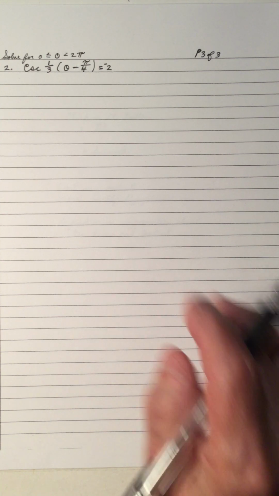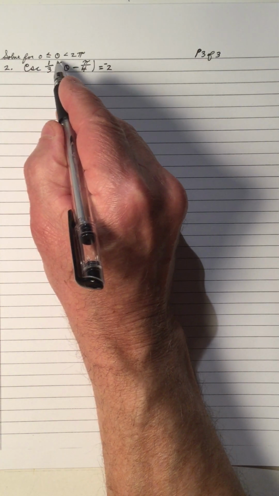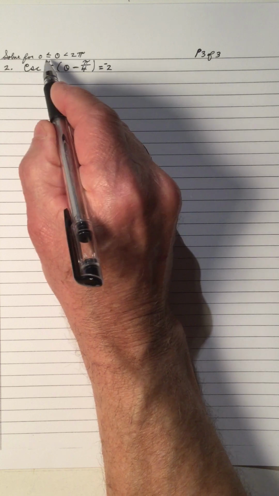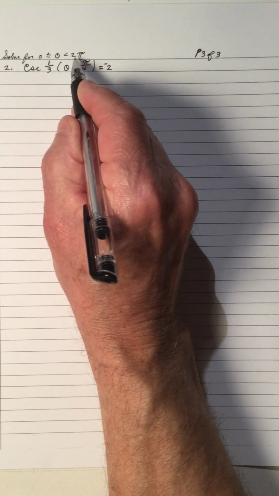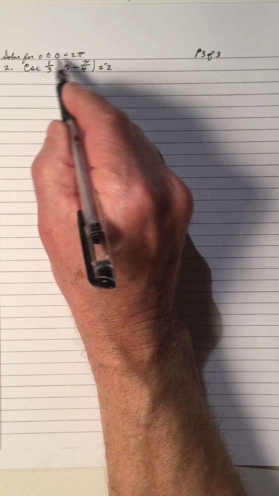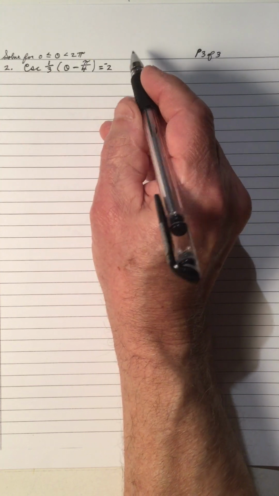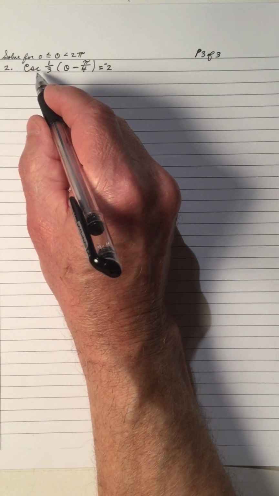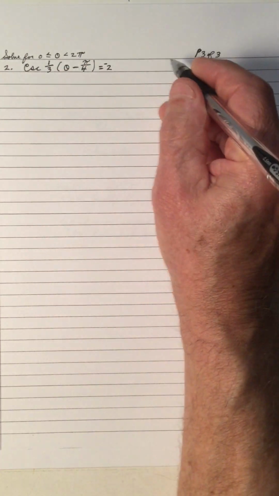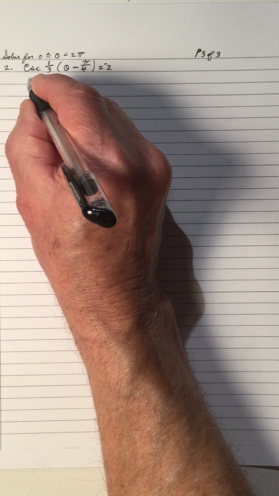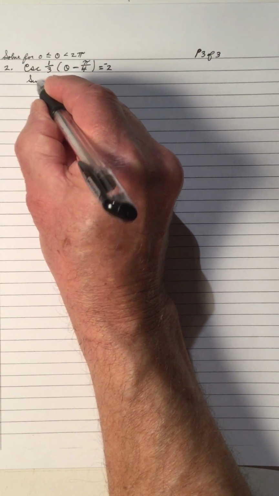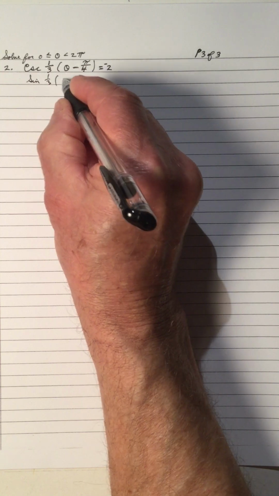Solve this equation for 0 less than or equal to theta less than 2 pi. Repeat, it's equal to 0, but not equal to 2 pi. So that's from 0 to 360. So we have a cosecant. So we can change the cosecant; the reciprocal of cosecant is sine.